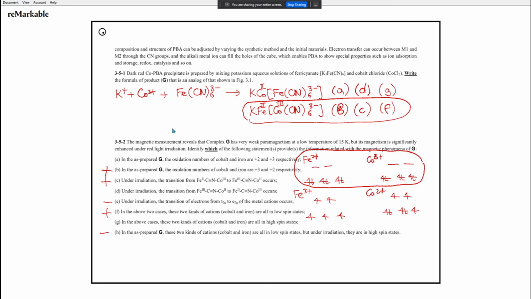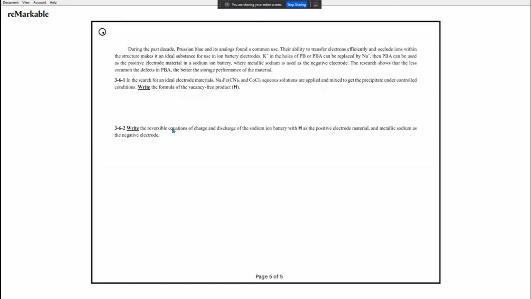And let's see whether we have some other questions. Yes, we do. And that is also quite simple because you need to put more sodium into the structures. The formula would be sodium 2 cobalt ferrum CN6. But let's check what the question is about. In the search for an ideal electrode material, these two are applied and mixed together to precipitate under control conditions. And we need to write the formula for the vacant free.